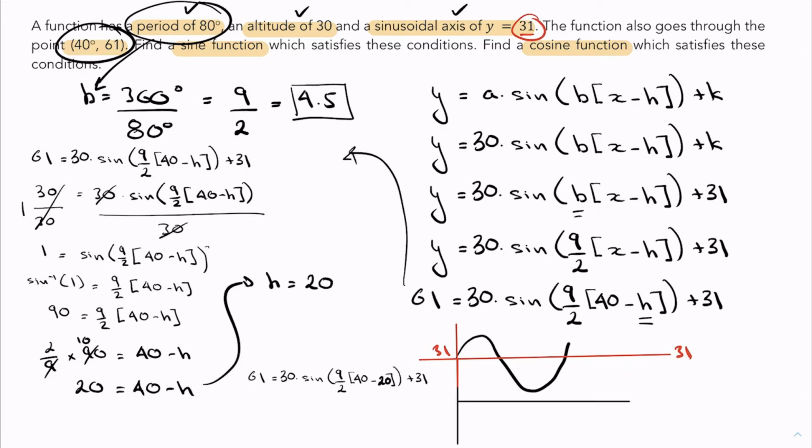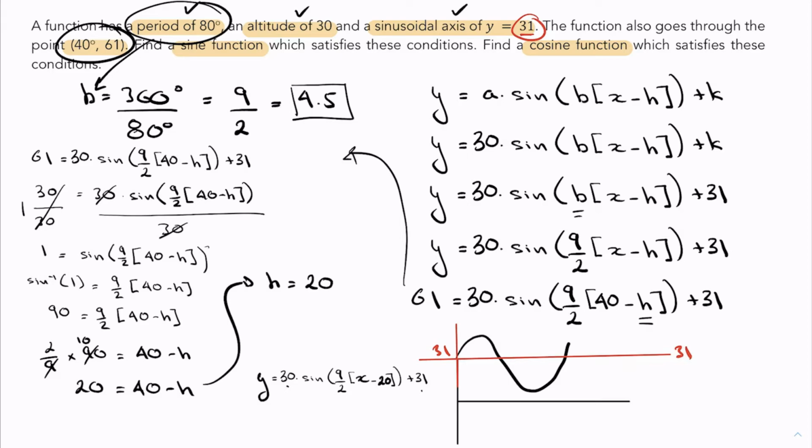And there you have the entire sinusoidal equation, but I do have to put my y and x value. So let me take this out, and have y equals, and it'll be x minus 20. B value is 9 over 2, a value is 30, k value is 31. And there's our equation for the sine function. So that's a lot of work in getting the one equation.